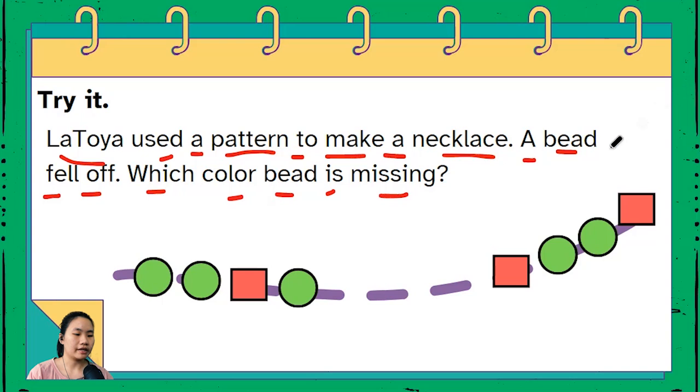Let's look at the problem again. A bead fell off. Which color bead is missing? So this is what we're dealing with. We're finding the missing color bead. Let me erase this for it to be cleaner. Now we're done with step number 1.